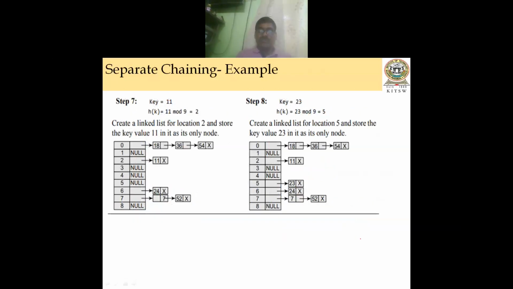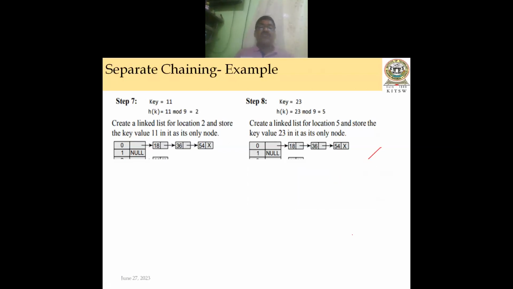Step 7 and step 8 are also similar to that. Key 11 is mapped to the second index location. Key 23 is mapped to the fifth location index in the hash table. So after inserting all the key values, this is the final hash table created by making use of the chaining method, the separate chaining method. Fine. So this is the reflections part.